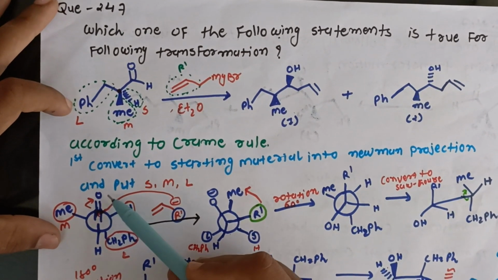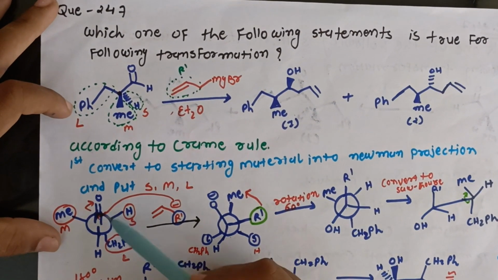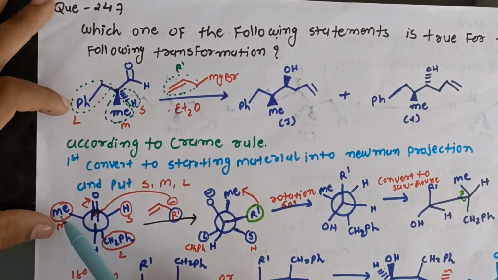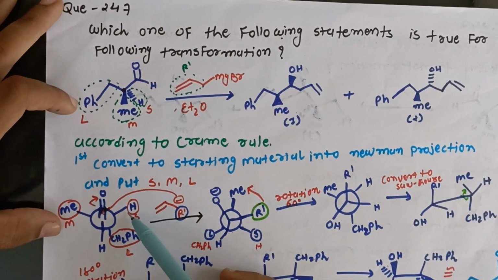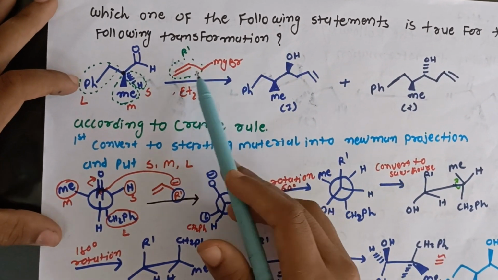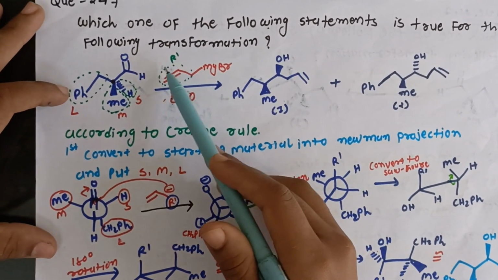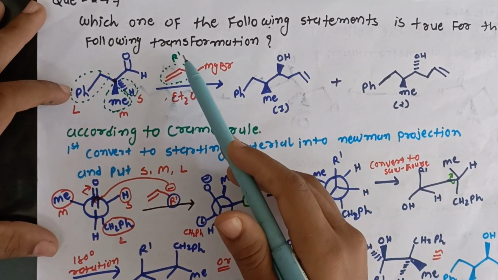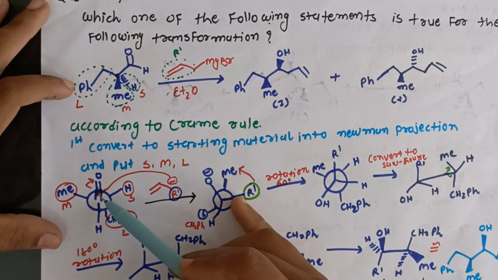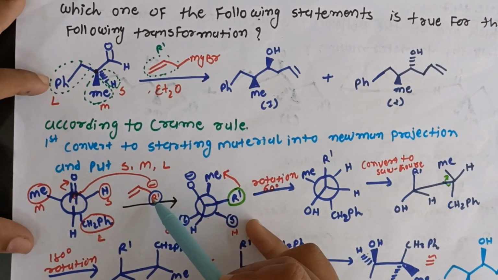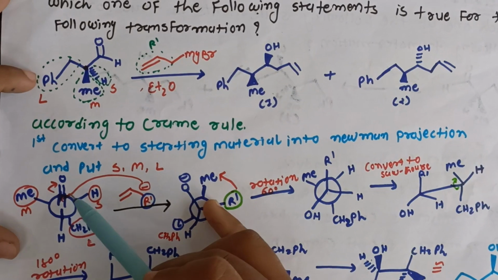According to Cram's rule, the carbonyl compound and the benzyl group, that means the large group, are opposite to each other, and this is the medium substituent and this is the small substituent. Now here the Grignard reagent RMgX, denoted as R dash, is the alkyl group. Now R dash attaches to the carbonyl compound on the small substituent side. That's why the R dash attaches here.